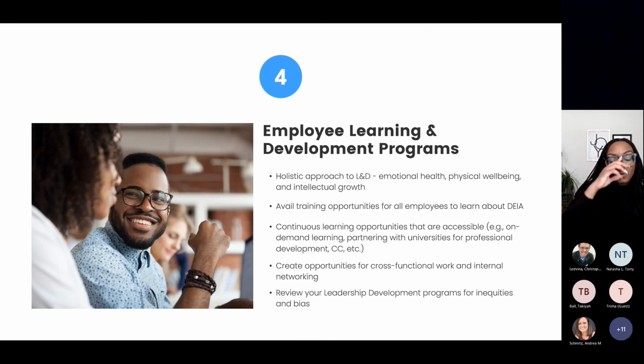And so the fourth and final area, and this is perfect timing because we're coming to the close of our session, is employee learning and development programs. So, really take a holistic approach to learning and development. That means taking into consideration emotional health, physical well being, and also intellectual growth. All three of those areas. Do you provide learning and training in those areas?